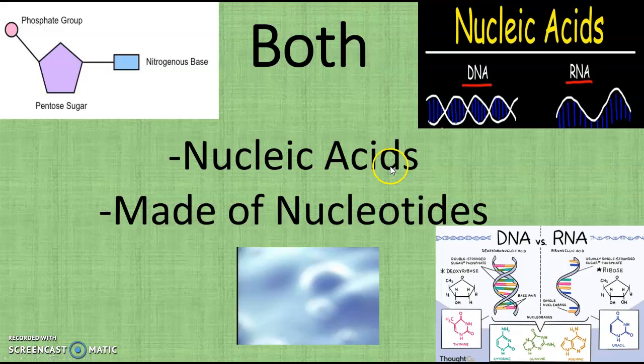So remember, everything can go into one of four categories: carbs, lipids, proteins, or nucleic acids. Now, they're both made of nucleotides. So way back when in chapter 2, we talked about monomers versus polymers. So monomers being the building blocks, nucleotides, and the polymers being the larger molecules, DNA or RNA. So they're both made of these structures called nucleotides. You can see one here.